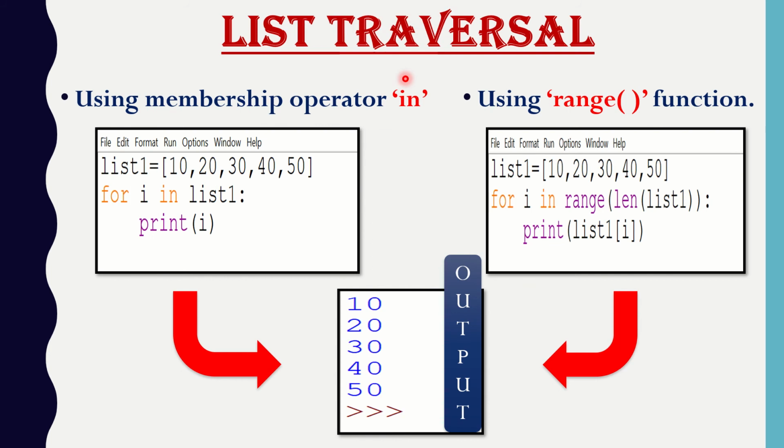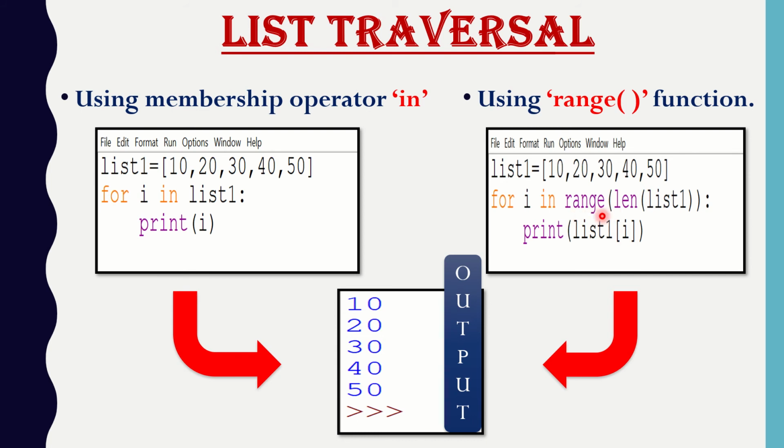Now, list traversal means that I am accessing each and every element of the list one by one. So list traversal can be done in two ways, using the membership operator in or using the range function. Here I've taken list 1 as 10, 20, 30, 40, 50, and then I give for i in list 1, print i. So this for loop will access each element of the list and then give an output like this.